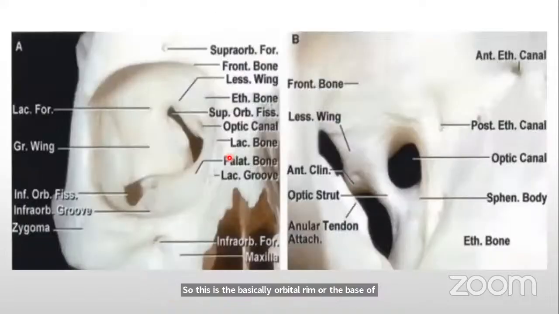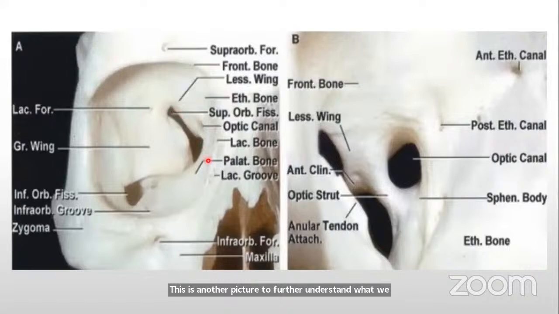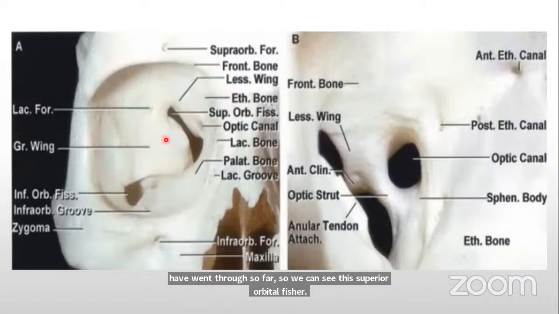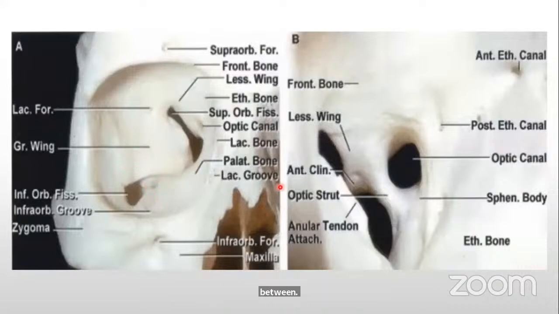This is another picture to further understand what we have gone through so far. We can see the superior orbital fissure, which lies between the lesser wing of the sphenoid and the greater wing of sphenoid, the optic canal, which is in the lesser wing of sphenoid, and the inferior orbital fissure, which lies between the greater wing of sphenoid and the maxilla. And here we can see the part of the orbit which is called the apex of the orbit.